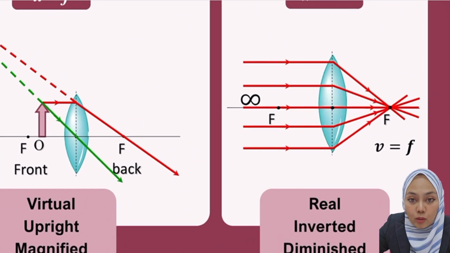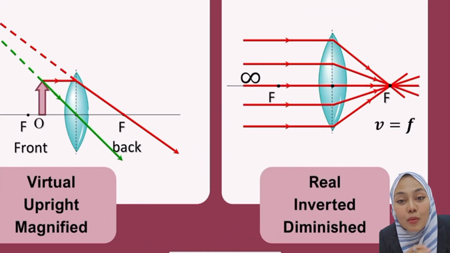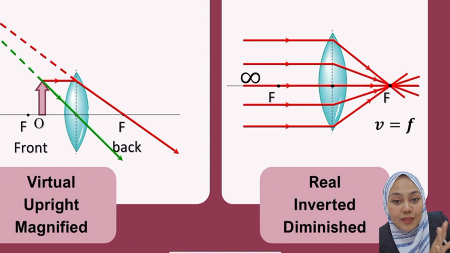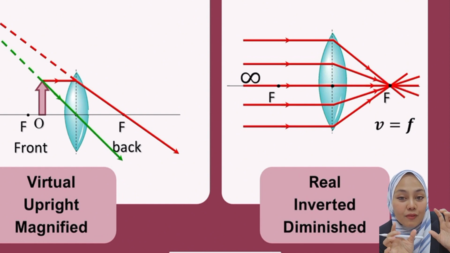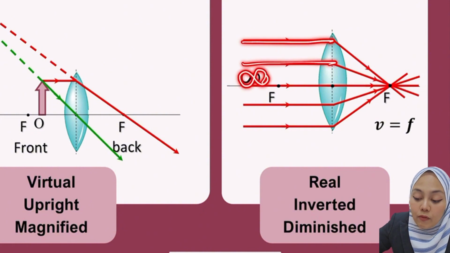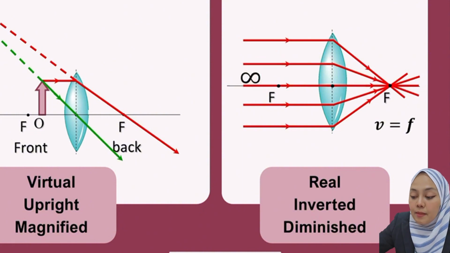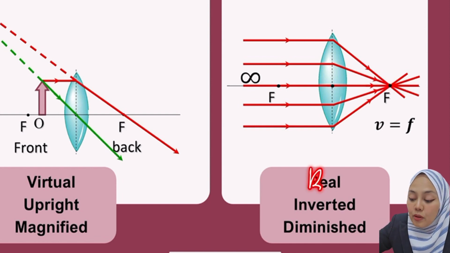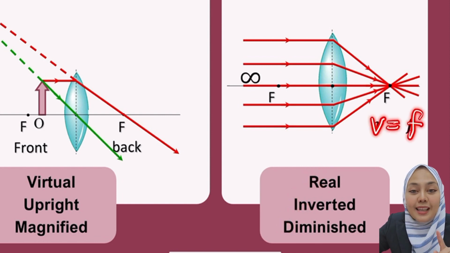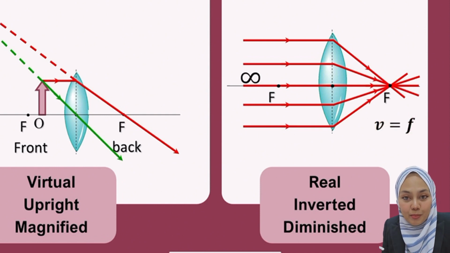And for a distant object, we did this in our experiment 5, if I'm not mistaken. We tried to get a distant object, remember the trees outside of the lab, so that we can determine the focal length of the lens. If the object is very far, we call it infinity, and the image is formed at the focal length. It is real, inverted, and diminished, where the image distance is the same as the focal length.